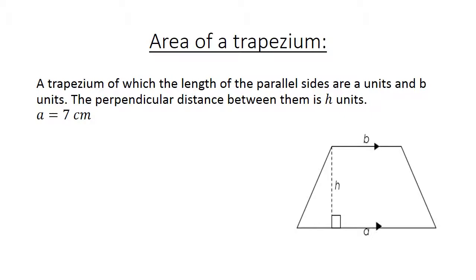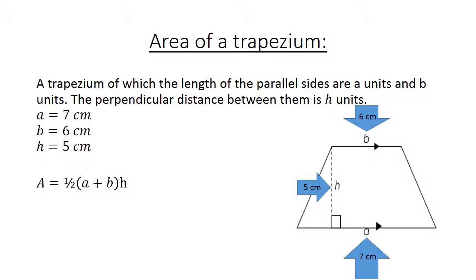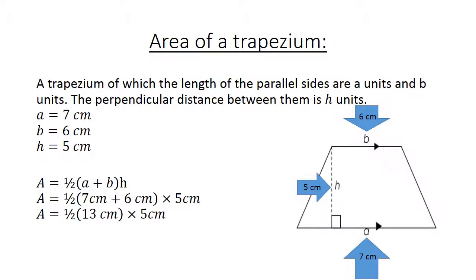A is now 7 centimeters. B equals 6 centimeters. And our H, our perpendicular distance between them, equals 5 centimeters. Area equals now a half in brackets A plus B, close brackets, times H. Equals a half times 7 centimeters plus 6 centimeters, close brackets, times 5 centimeters. Equals a half times 13 centimeters times 5 centimeters equals 32.5 centimeters squared.